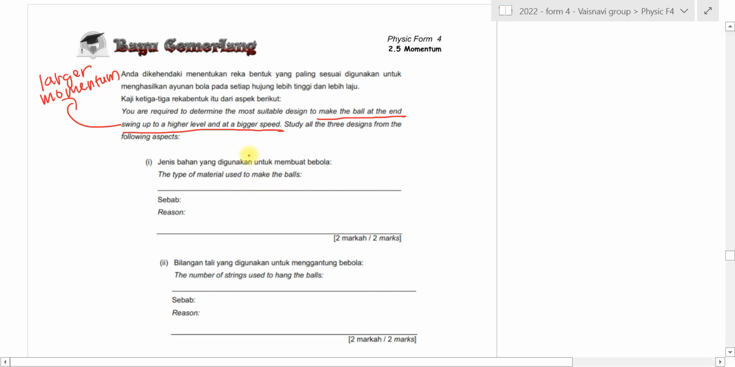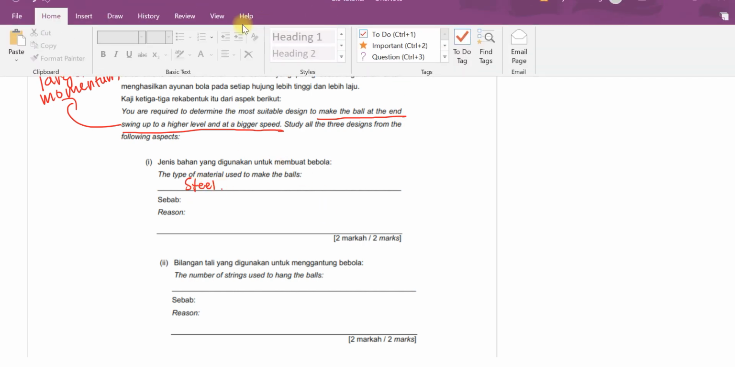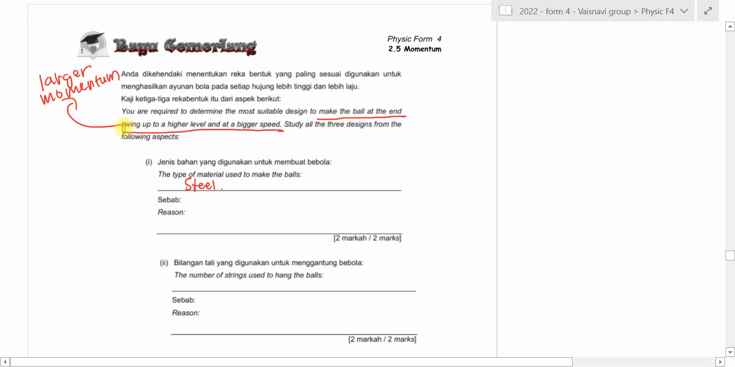Steel. Steel. Reason? When you want to make the reason, be sure you don't repeat anything from here. This is the ultimate objective. Jangan ambil apa-apa dari situ. Because it has larger mass, so thus creating a larger momentum. Simple as that. Okay. Steel is heavier or has larger mass. So, larger the momentum.